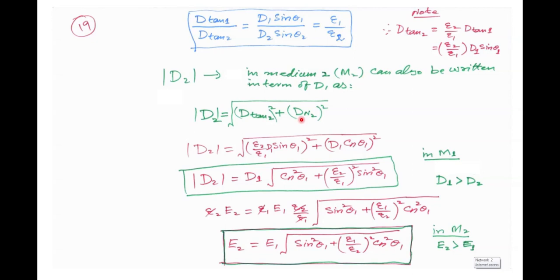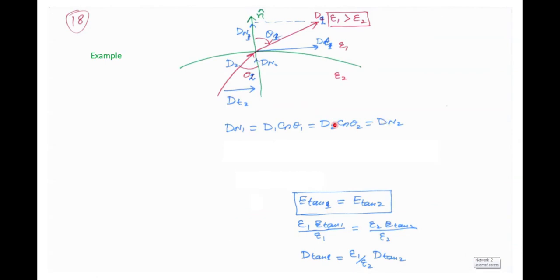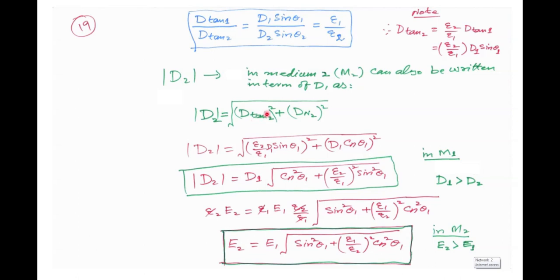And we know the normal component of the D2 field, Dn2, is exactly equal to D1 cosine theta 1. So plug in the value of Dt2 in terms of D1 and the expression of Dn2 in terms of D1. Rearrange this. Finally we obtain the magnitude of the D2 field in terms of D1. Similarly, rearrange this relation for the magnitude of the E2 field. So eventually we come across this relation.